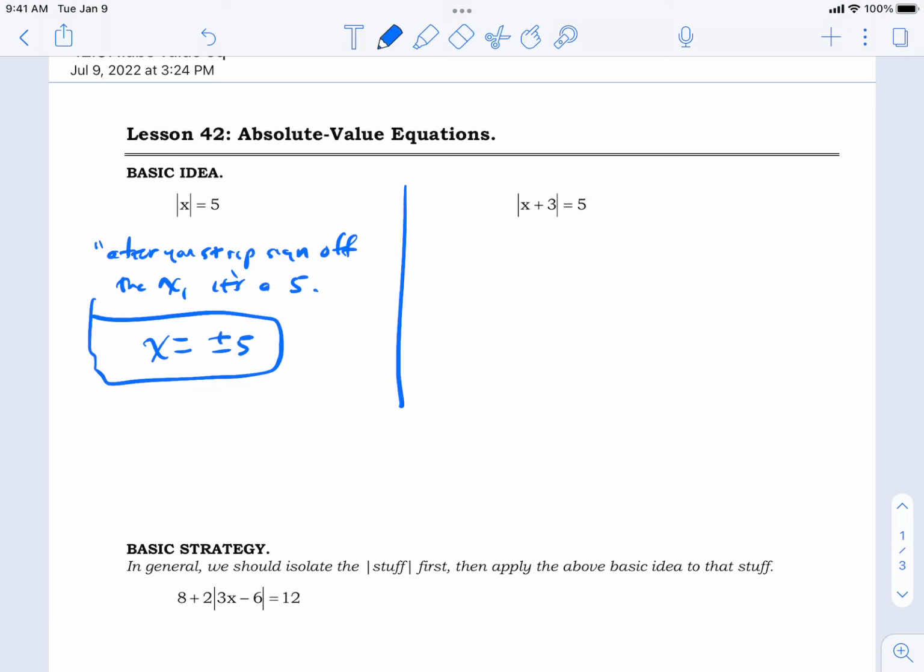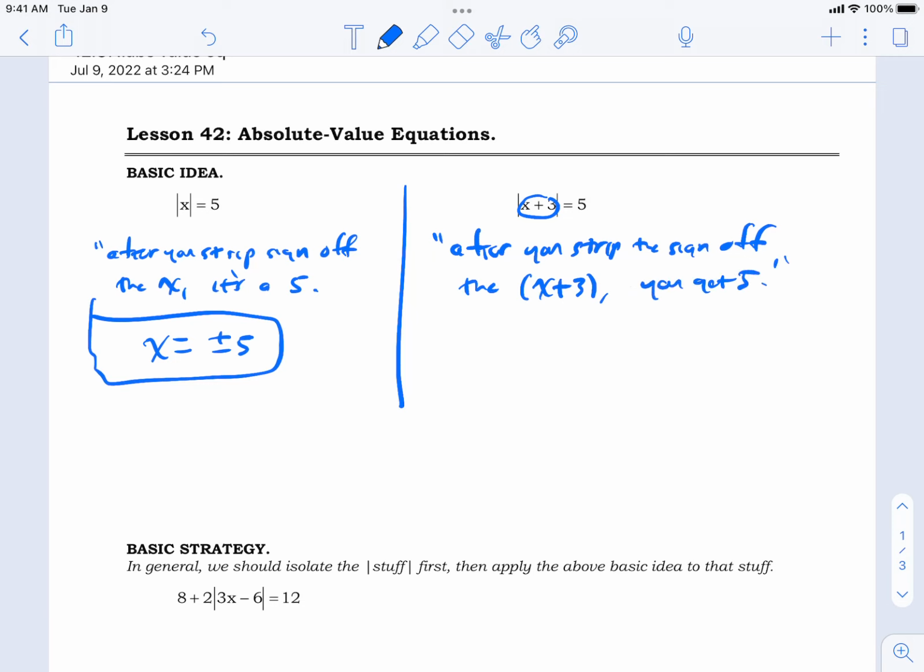Now, that's kind of the key idea. Look at this thing for a second and ask yourself, what is x? You might try doing it in your head just by making up numbers, plugging them in to see if they work. But if you want to be a little more methodical about it, you can say, well, using the same logic, after you strip the sign off, not the x, but off of what's inside here, off of the x plus 3, you get 5.